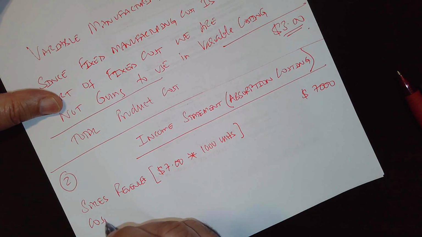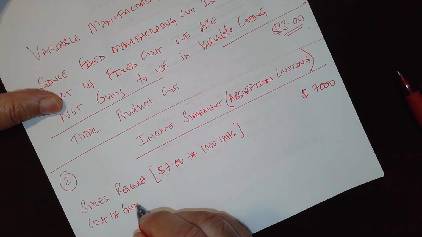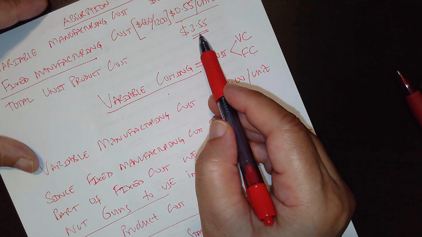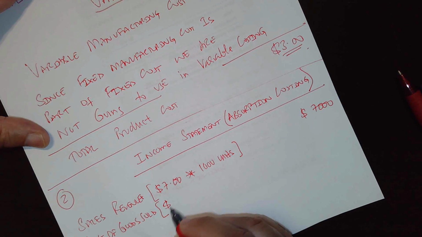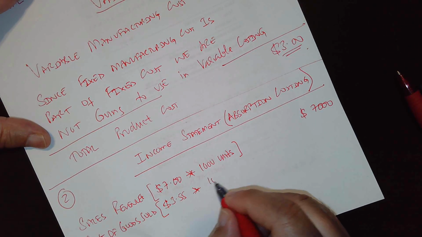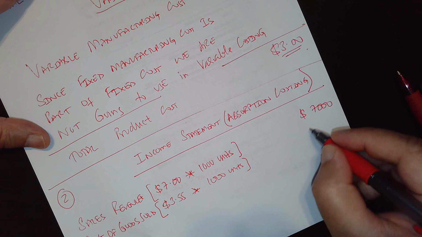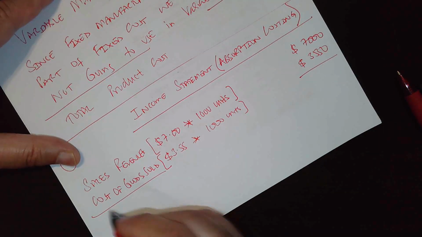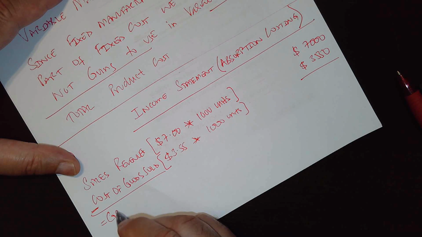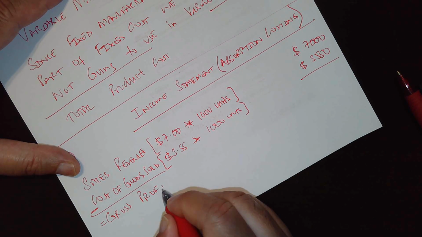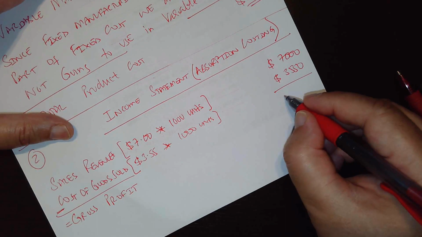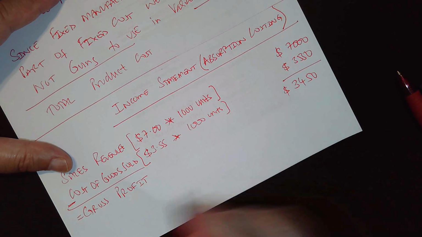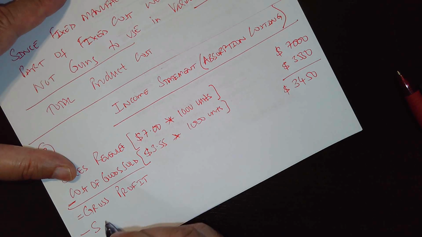Now cost of goods sold is going to be $3.55 that you have calculated. So you have $3.55 times the 1,000 units that you have sold. So that will be 3,550. That will give us gross profit when we subtract that. You remember this from your Accounting 2301. It will give us $3,450.